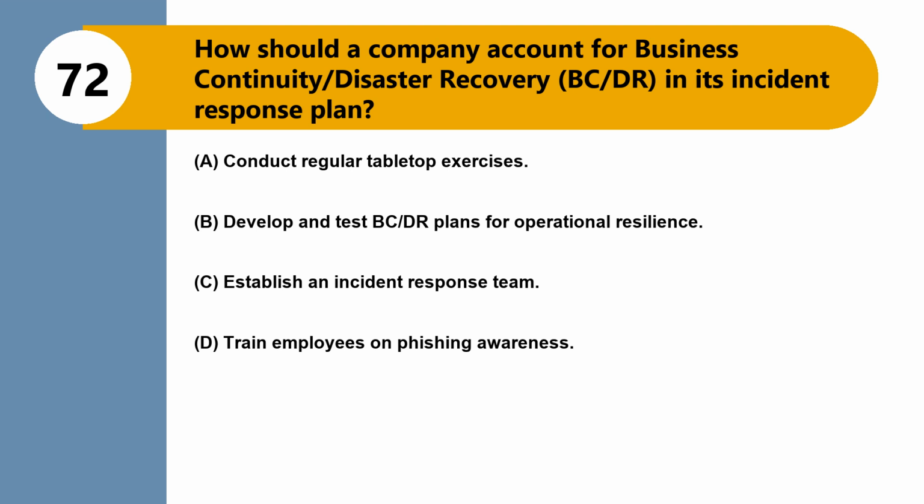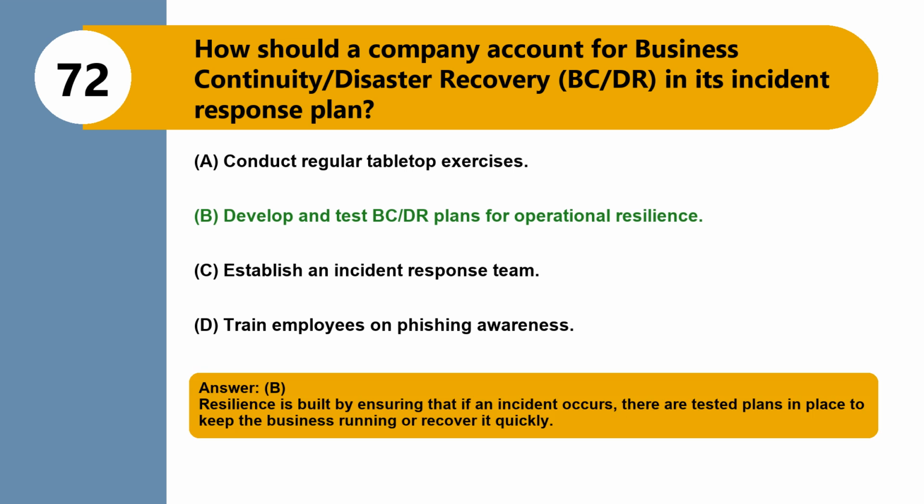Question 72. How should a company account for business continuity/disaster recovery, BC/DR, in its incident response plan? Option A, conduct regular tabletop exercises. Option B, develop and test BC/DR plans for operational resilience. Option C, establish an incident response team. Option D, train employees on phishing awareness. The correct answer is option B, develop and test BC/DR plans for operational resilience. Resilience is built by ensuring that if an incident occurs, there are tested plans in place to keep the business running or recover it quickly.